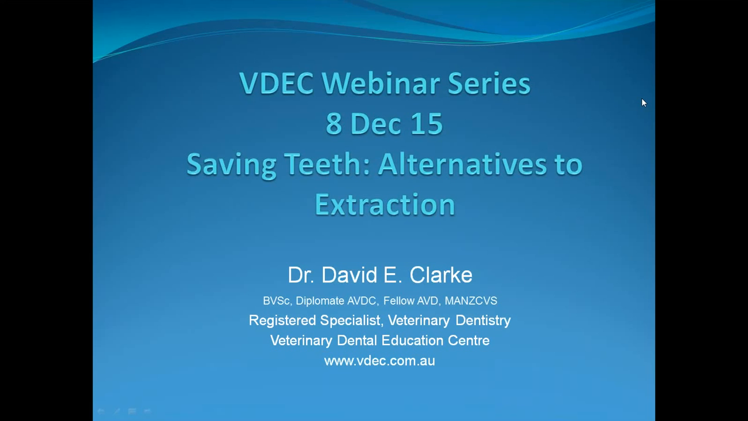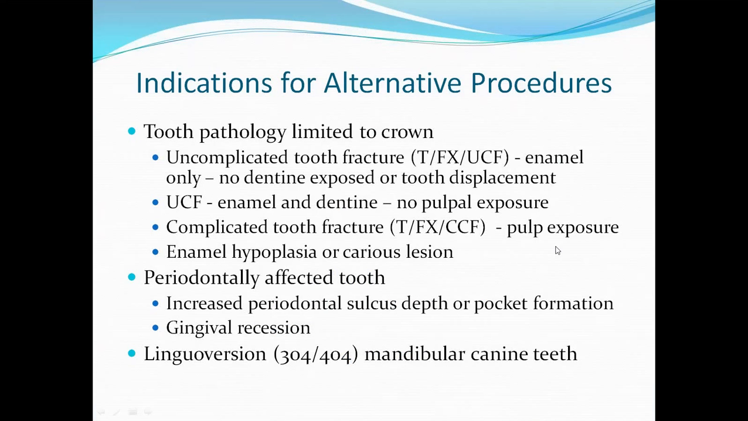Obviously in most veterinary clinics one of the most common procedures we do is extractions. So I thought that rather than talk about that, what we'd talk about is alternatives. So what I had in mind was to limit it to a few different topics. In particular, we'll talk about tooth pathology limited to the crown.